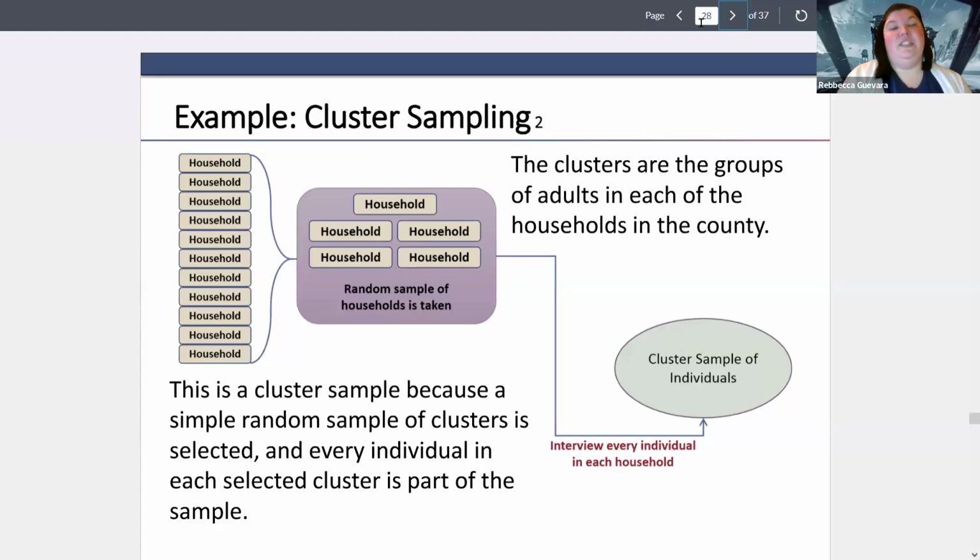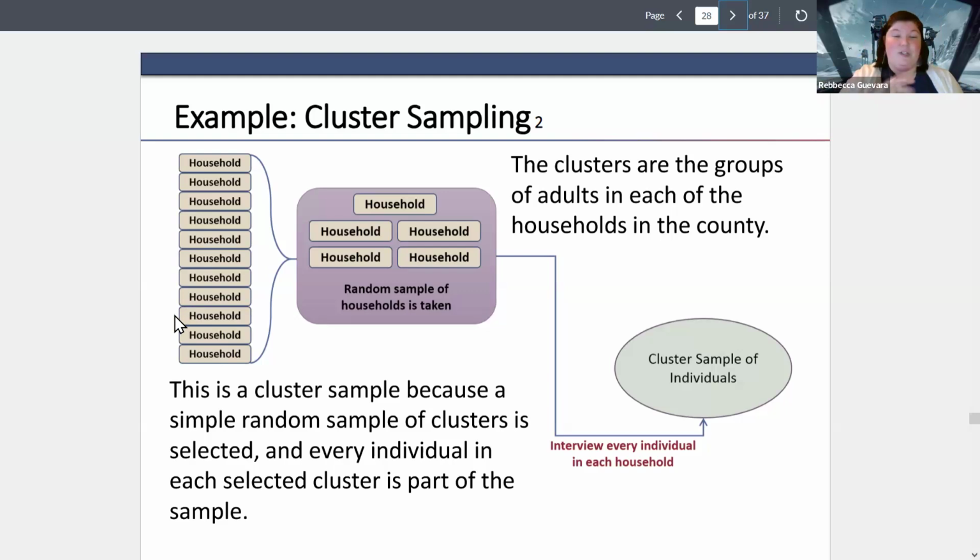Okay, cluster sampling. This is just another example of cluster sampling. The clusters are the groups of adults in each of the households in the county. So this is a cluster sample because it is a simple random sample of clusters is selected. So what we're saying here is that these are all my clusters, but I'm randomly selecting some of those clusters. So there's still a randomness to your sampling.